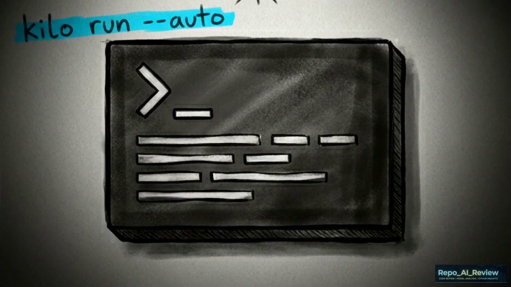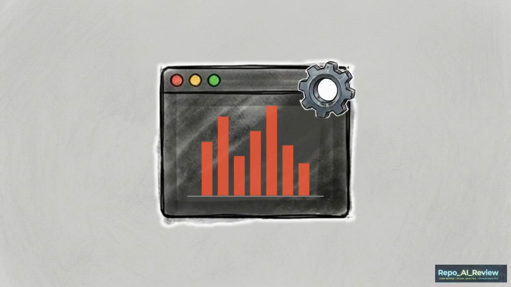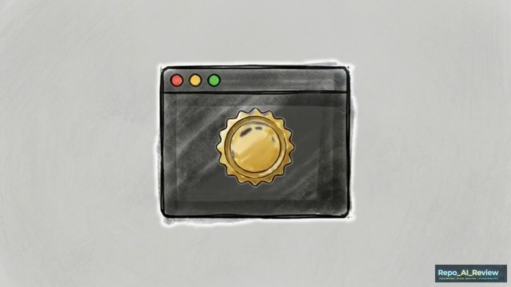The terminal state of this architecture is a single flag, kilo run --auto, designed for headless environments. When triggered in a trusted environment, this command disables all manual permission prompts. The agent independently reads a failing test suite and executes corrections.